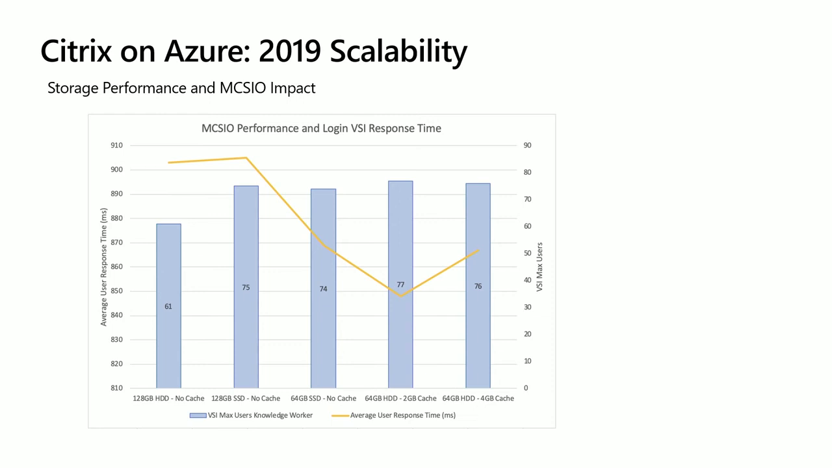This is HDD with nothing. This is SSD with no cache. Then I use 64 HDD with 2 gig cache and 64 HDD with 4 gig cache. And the sweet spot was this.